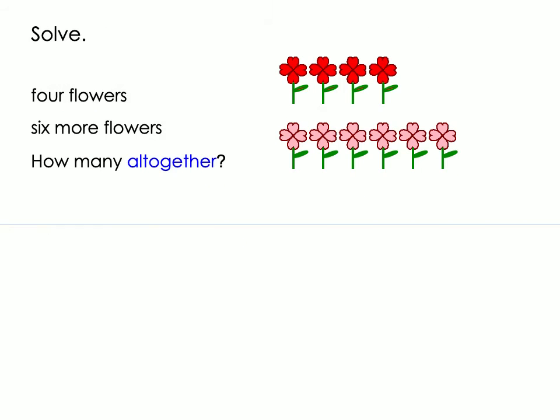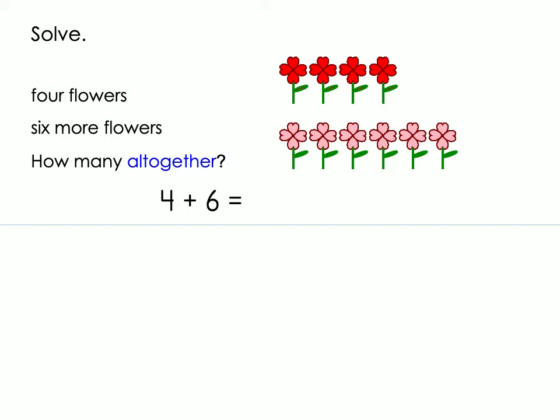Let's try another one. Let's solve this. We have 4 flowers. We have 6 more flowers. How many altogether? Well, let's make an adding sentence, addition sentence. So we had 4 flowers. We have 6 more, and we want to figure out how many there are altogether. So we'll add it up.